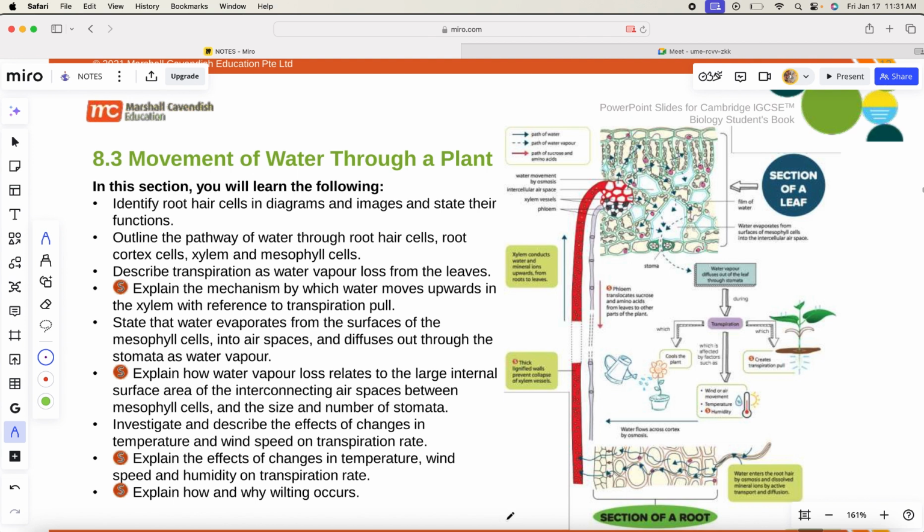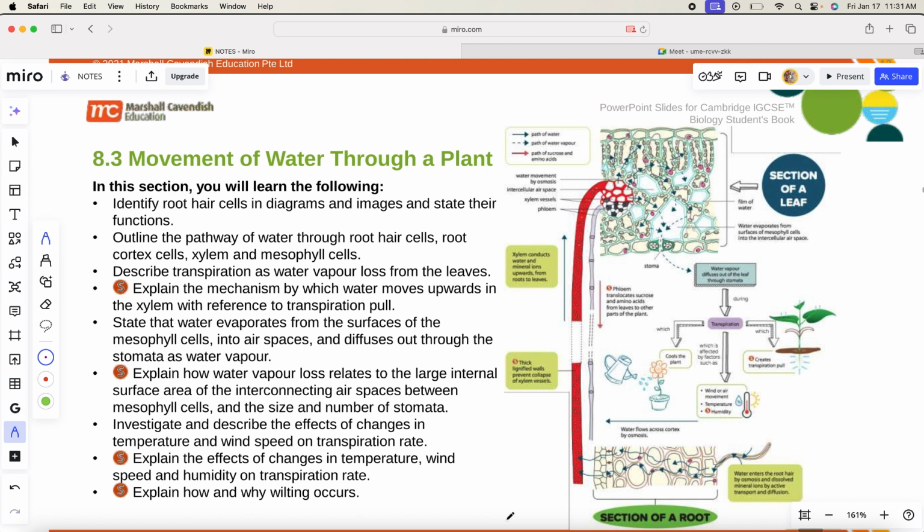What absorbs the water? The root hair cell. Which process is used in absorbing the water? Osmosis. The water is taken up by the process known as osmosis. So the water is moved into the xylem vessels. Now the xylem does not only carry water, it carries water and mineral ions.